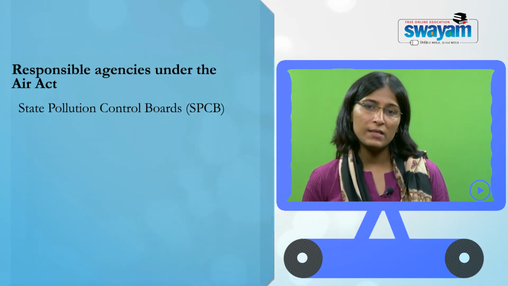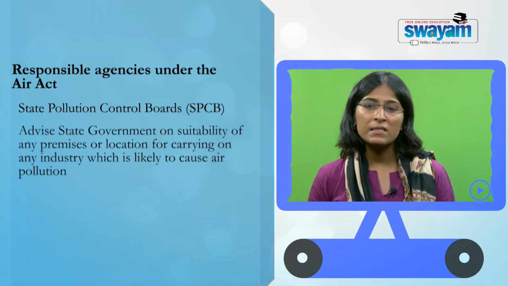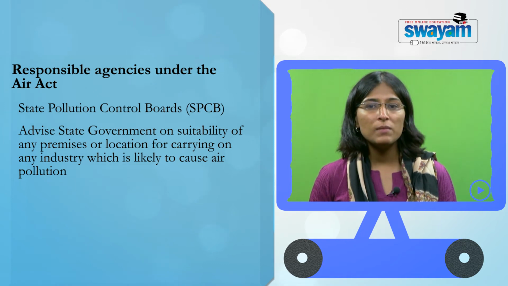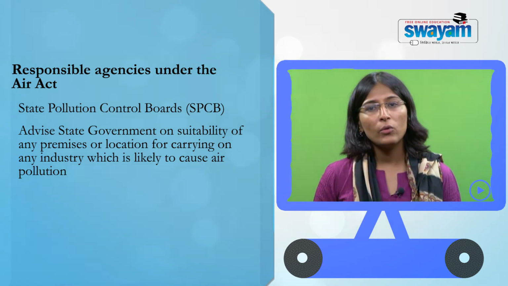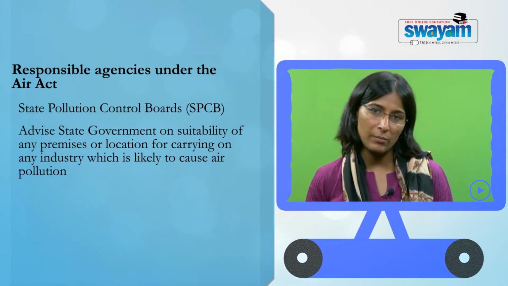The other function that the SPCB is required to perform under the Air Act is to advise state government on the suitability of any premises or location for carrying on any industry which is likely to cause air pollution. Under the Air Act, the state government has also been given the power to notify certain parts of the state as air pollution control area or areas. This power has to be exercised by the state government in consultation with the State Pollution Control Board.